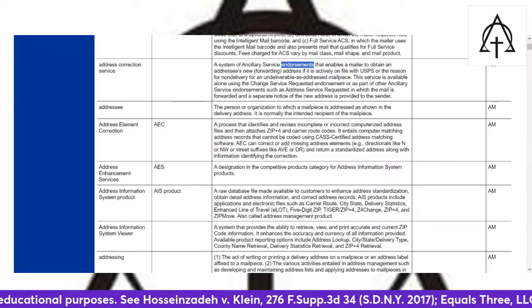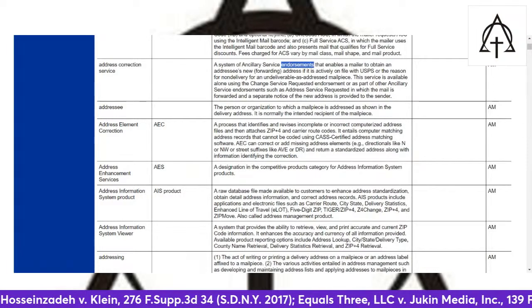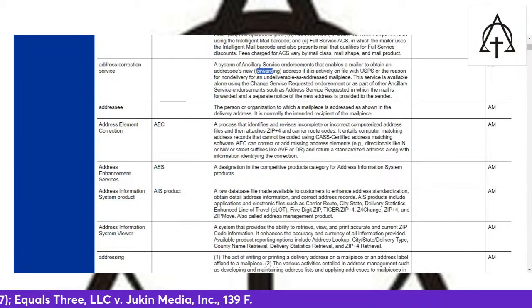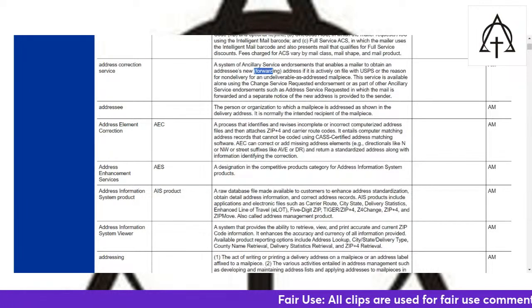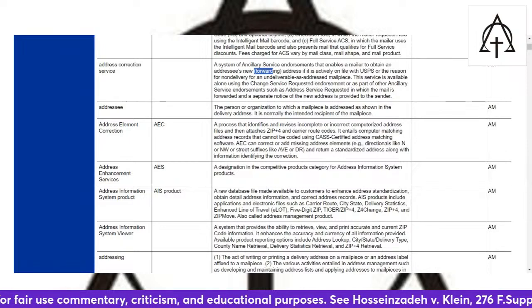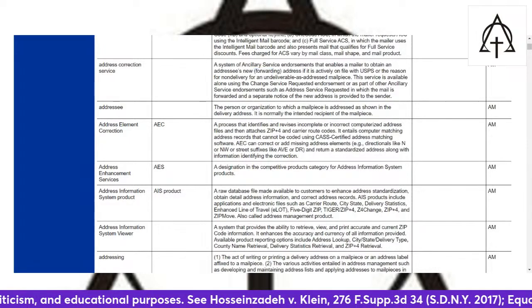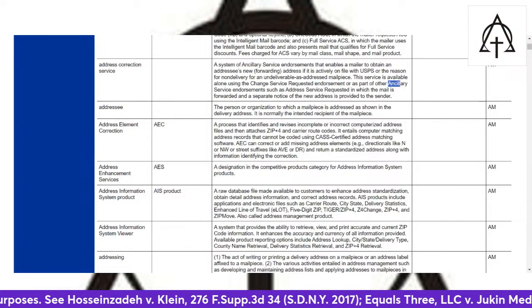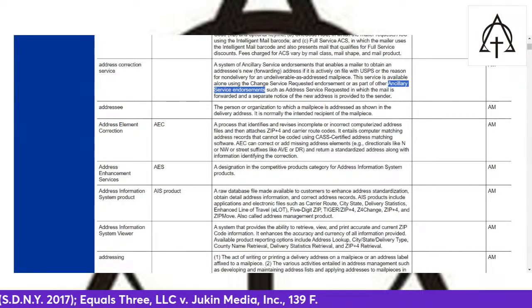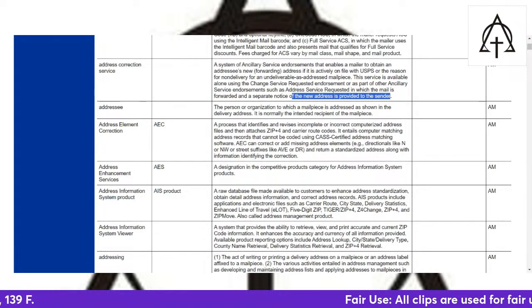Endorsements and endorsements that enables a mailer to obtain an addressee's new forwarding address for the ward in person if it is actively on file with USPS, or the reason for non-delivery for an undeliverable as addressed mail piece. This service is available alone using the change of service requested endorsement, or as part of other ancillary service endorsements, such as address service requested, in which the mail is forwarded and a separate notice of a new address is provided to the sender.